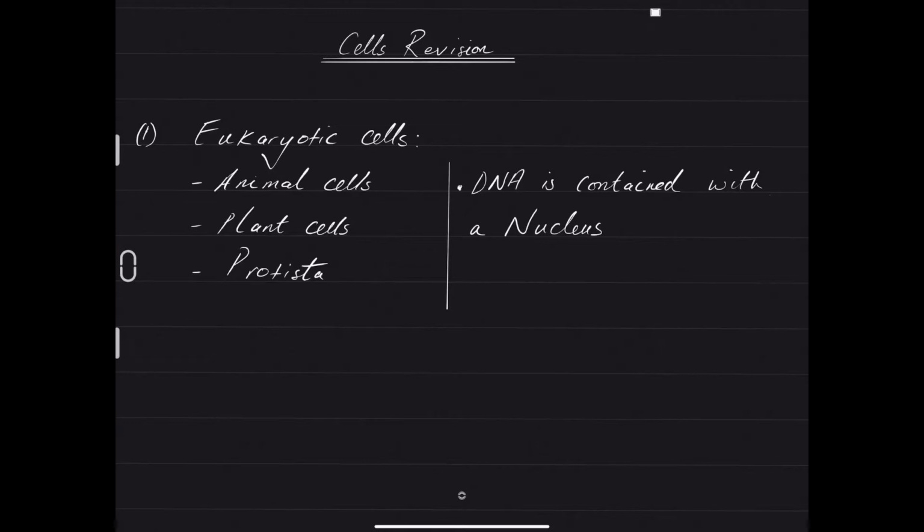Now, prokaryotic and eukaryotic cells have a lot of features in common, and I will show you this by diagram later on, but I'm repeating again, the identifying unique characteristic of eukaryotic cells is that the DNA is contained within the nucleus.